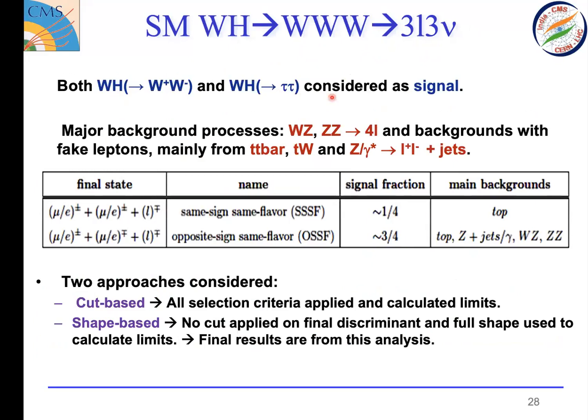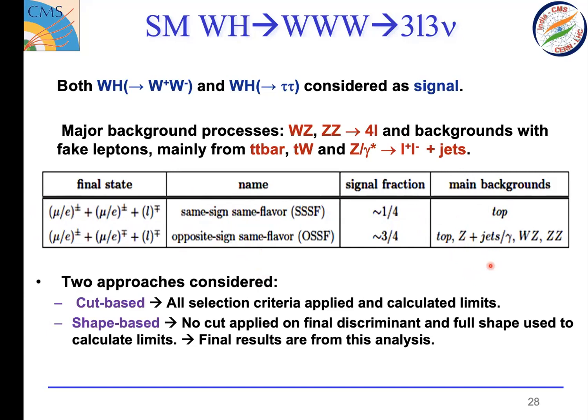Both Higgs to WW and Higgs to tau tau were considered. Now, major background processes in this case come from WZ and ZZ to 4L, and of course the background coming from fake leptons. Now, this analysis, to improve upon the sensitivity, was done in the opposite sign, same flavor leptons and the same sign, same flavor leptons. So even though the fraction of the same sign, same flavor final state is only 1/4 of the total, the background there is coming only from the top, because we are considering same sign. So all the backgrounds having this Z and WZ basically got reduced.